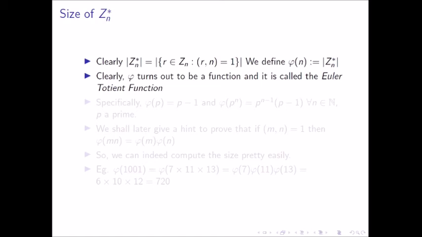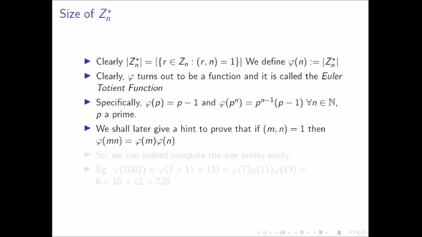Now we denote the size of Zn star as phi(n). This phi is a function because it's uniquely linked to a number for each n, and it's called the Euler totient function. This function has a few interesting properties. Let's look at two of them. Firstly, phi(p) is equal to p minus 1 for each prime p. It's very easy because if r is less than p and greater than 0, that is 1, 2, 3, up to p minus 1, then (r, p), that is the GCD, is equal to 1, and it's p only if r is equal to 0. That's why phi(p) turns out to be p minus 1.